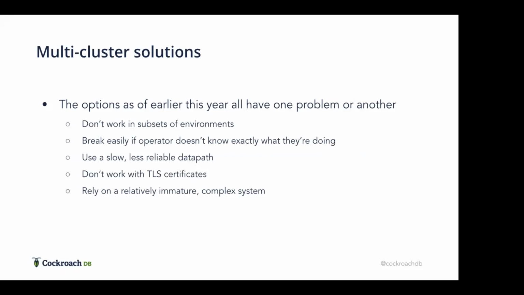And so, some of the solutions don't work in certain environments. Some of them break very easily if the operator of the clusters isn't very careful about what they're doing. Some of them use a slower data path, so you're going to have a less performant system if you use them. Others don't work well with TLS certificates, so you might have to run your cluster in what we at Cockroach call an insecure mode, where you aren't relying on certificates to secure all communication between nodes. Yet other solutions rely on an immature or very complex system that isn't quite ready to be used in production yet, even if it's on the right track.